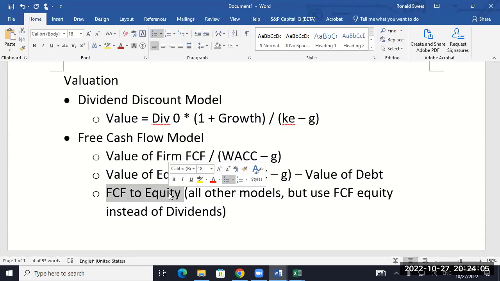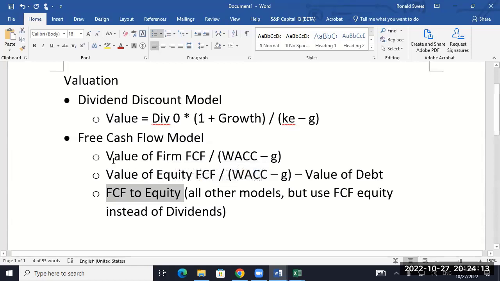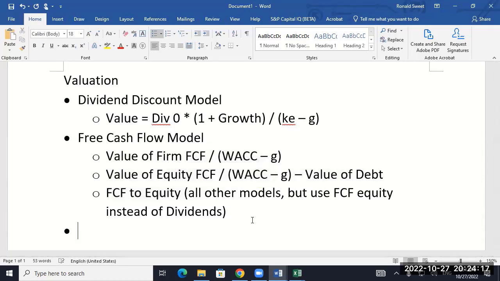And for interviews, that's all you need to know. And I bet 80% of college students that are finance majors can't explain that. So if you understand that, you're still well ahead, even if you can't knock out a free cash flow model really fast. All right, so that's a good one.